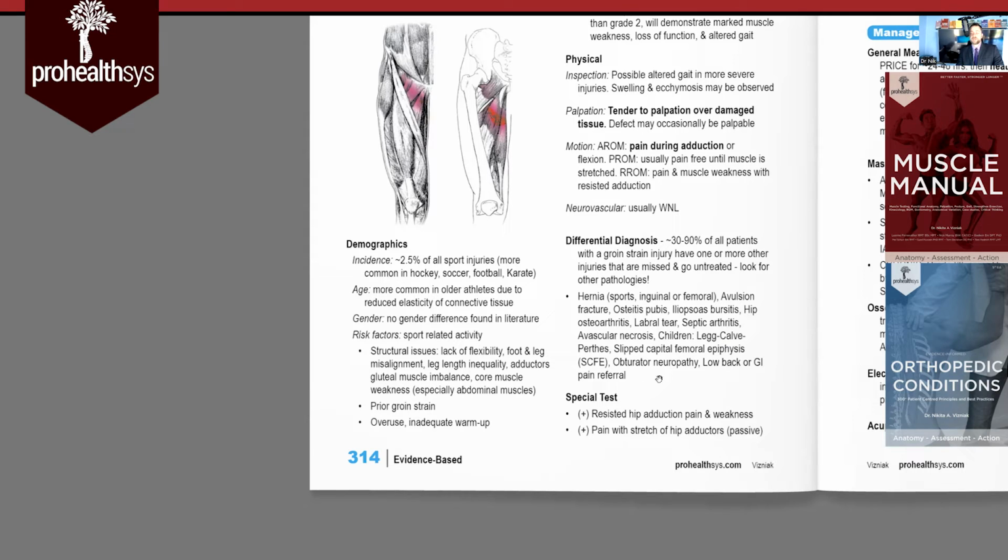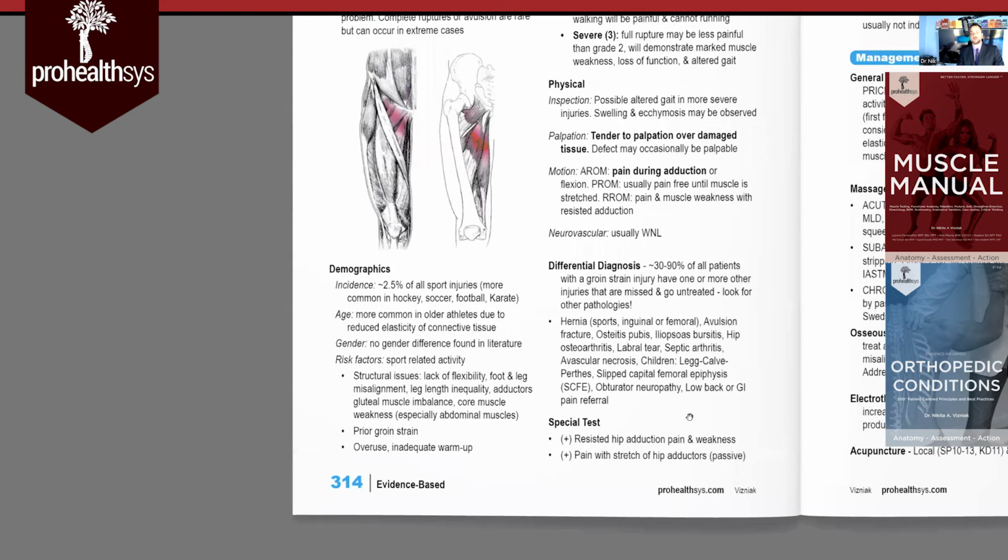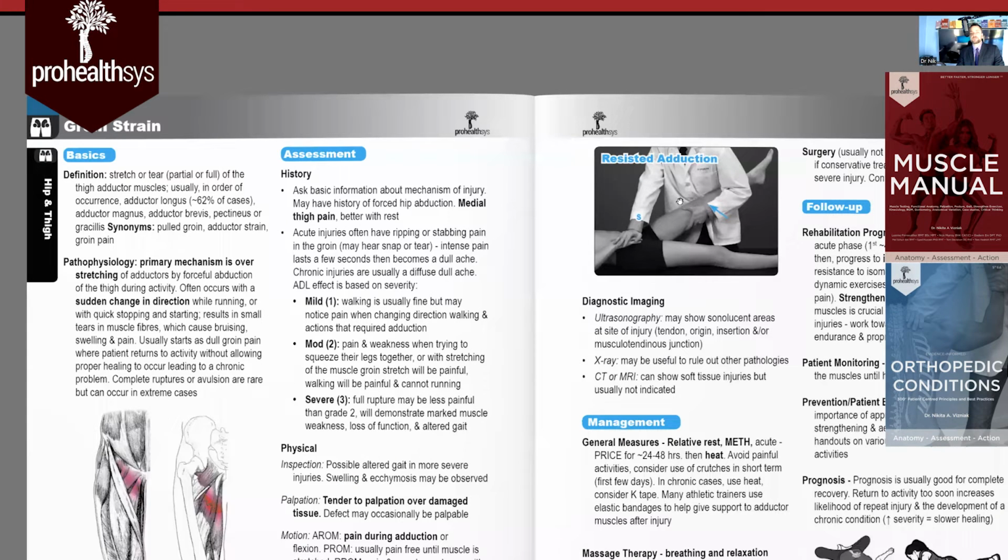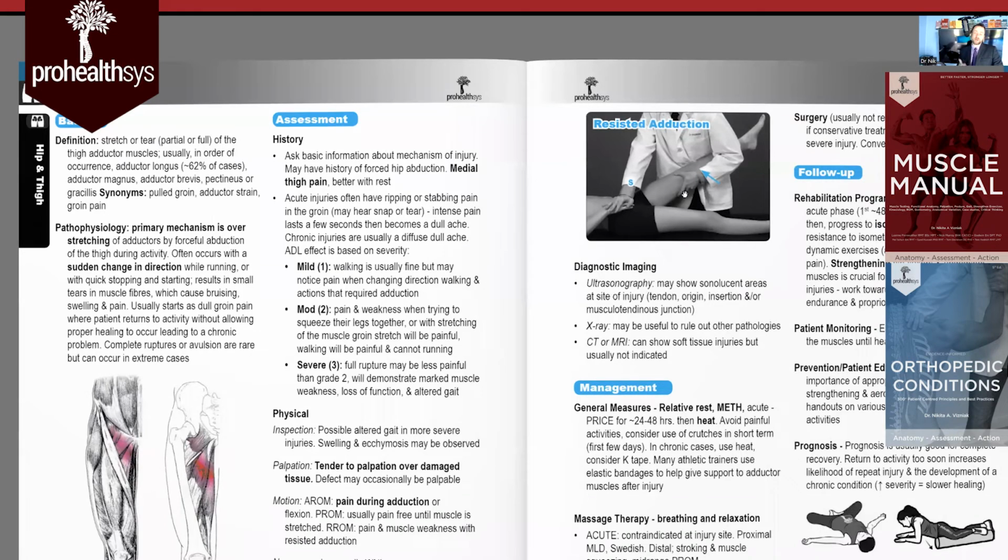Okay, special tests: pain with resisted hip adduction. You're challenging the muscles and it hurts. Pain with passive range of motion. Go figure. You might even do a resisted muscle test, and this I would use as an outcome marker. See how they are on the first day, test them again, the next treatment, test them again, the next treatment. Show them, empower them, educate them that they are getting stronger with each movement, right?